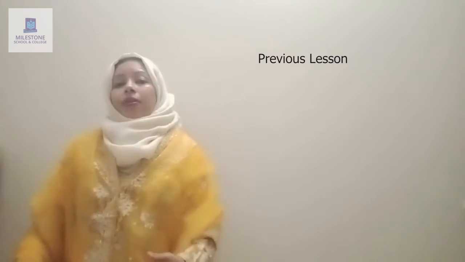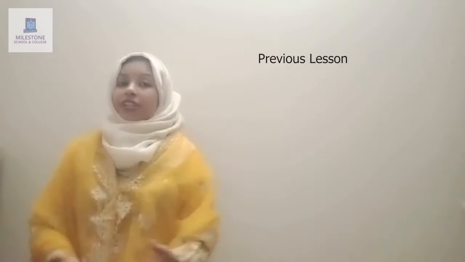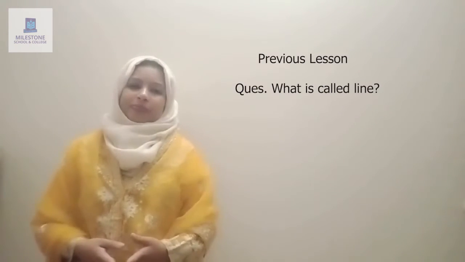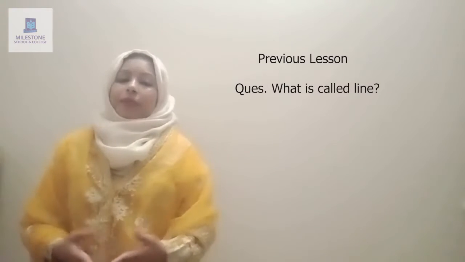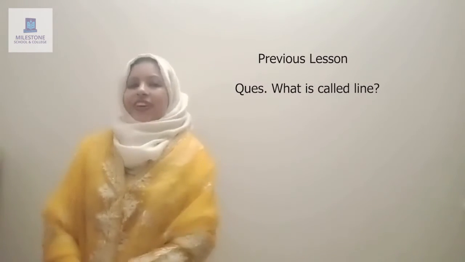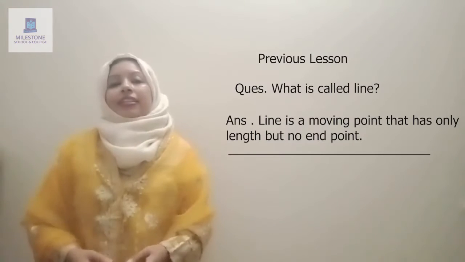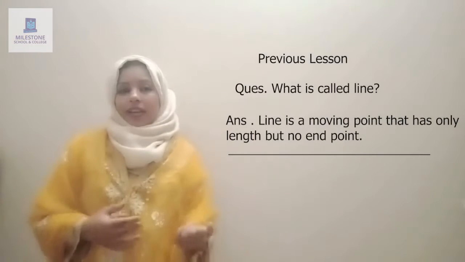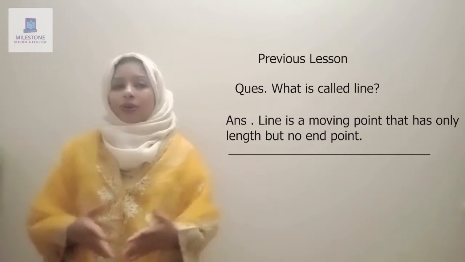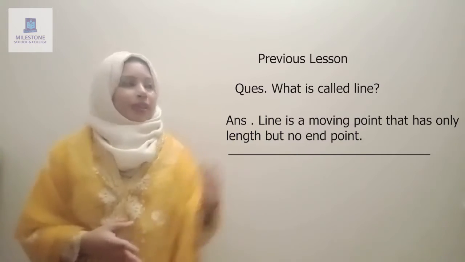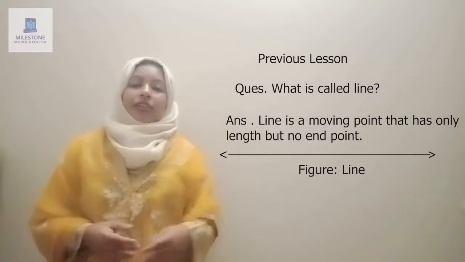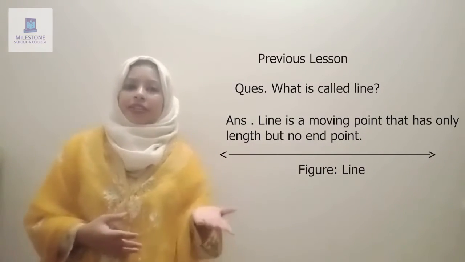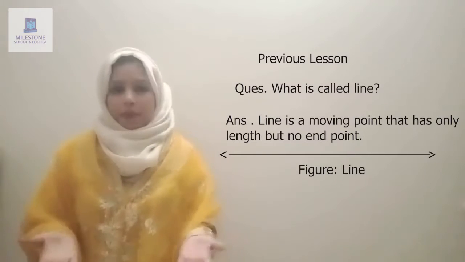Yes. Get ready for the first question. The first question for you: what is called a line? Give me the answer. What is called a line? Yes, very good. You gave the answer correctly. That is, a line is a moving point. It has only length but no end point. Okay, look at the picture of a line. We can extend the line in both directions, on the left side and right side also. It has no end point.